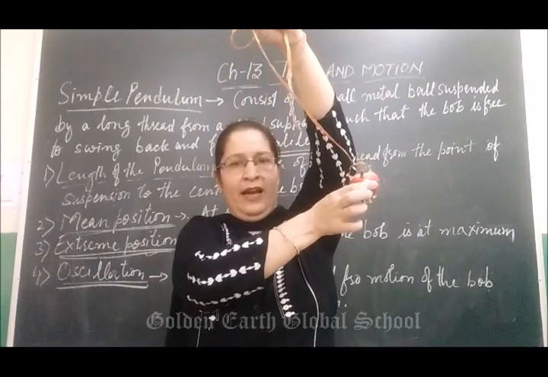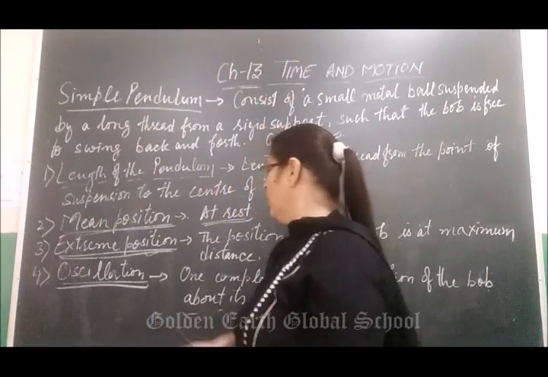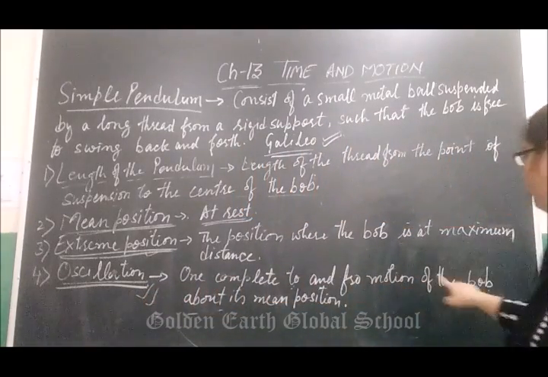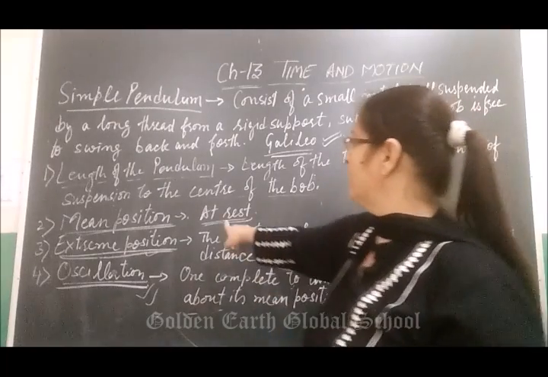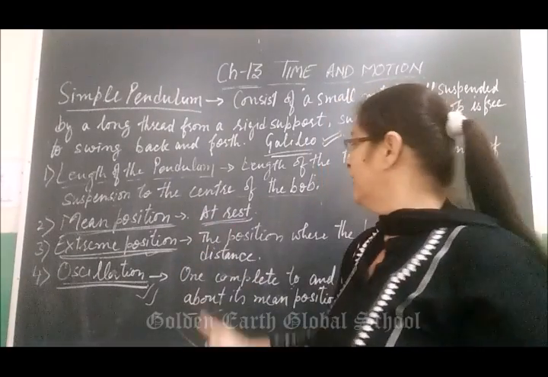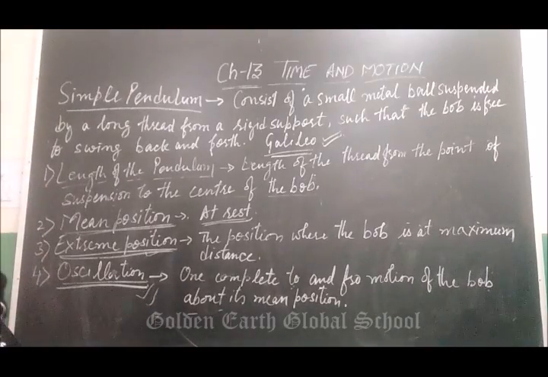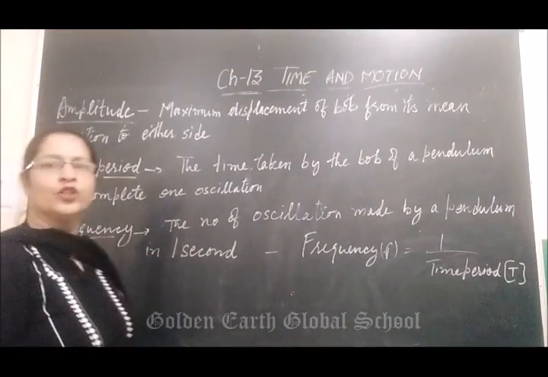First it will go toward the left, then right, then at the center. Then it is called the oscillation. Oscillation means one complete to and fro motion of the bob about its mean position. Mean position means at rest. Clear?